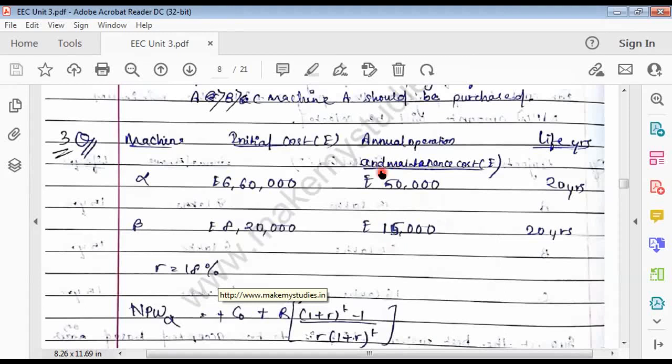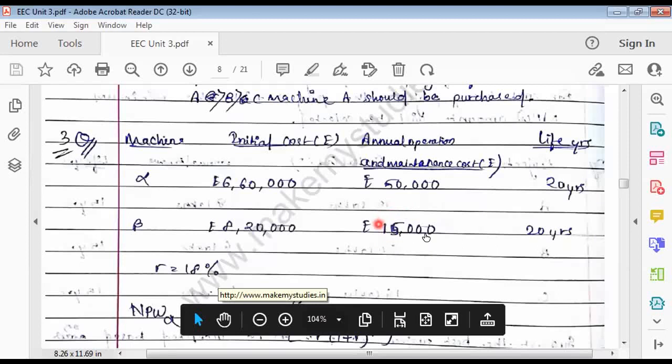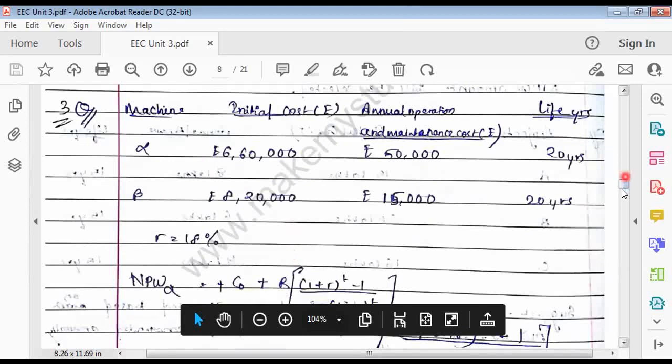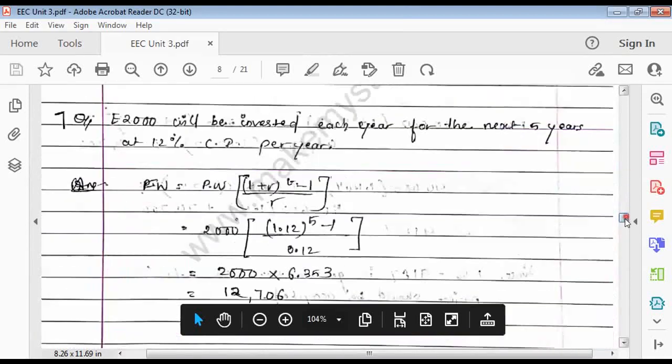Annual operational and maintenance cost means this is also expenditure, but of a different nature, in the sense that the company needs to spend 50,000 rupees every year to maintain and operate Alpha for the next 20 years. Whereas for Beta, the company needs to spend 15,000 rupees every year to maintain and operate machine Beta for the next 20 years. And the rate of interest is 18%. Let us look at the solution.